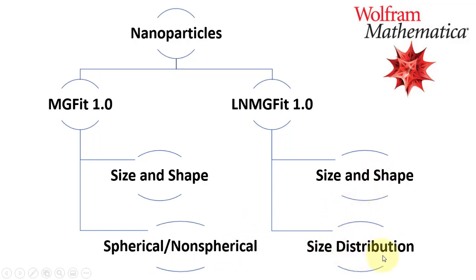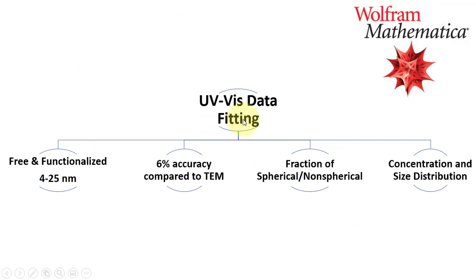size distribution. While fitting the UV-Vis data of nanoparticles, focus is made on the surface plasmon resonance fitting. It has been successfully applied to free and functionalized metal nanoparticles in various solvents or matrices with diameters in the range 4 to 25 nanometers. Despite the differences among samples, an accuracy of about 6% on the nanoparticle's average size is obtained with respect to the sizes measured by transmission electron microscopy.